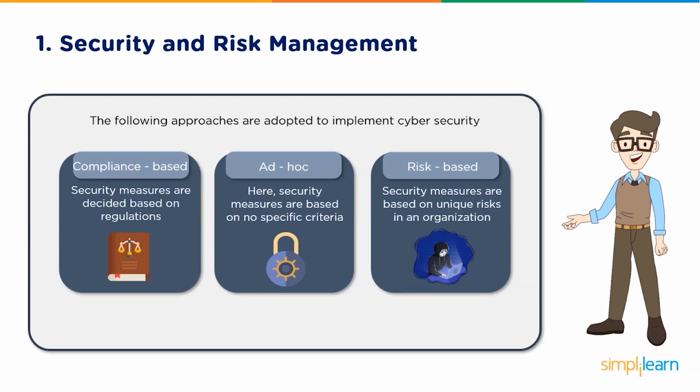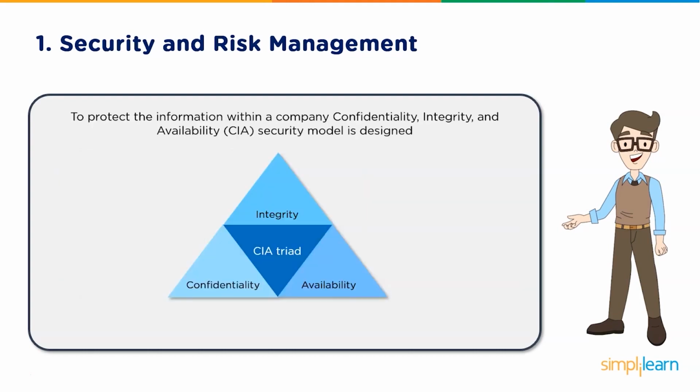In risk-based, security measures are based on unique risks depending on the organization. Let's now have a look at the CIA triad. Here, C stands for confidentiality, I for integrity, and A for availability. Confidentiality, integrity, and availability have served as the industry standard for computer security since the time of the first mainframes.